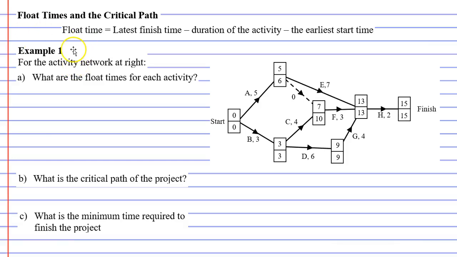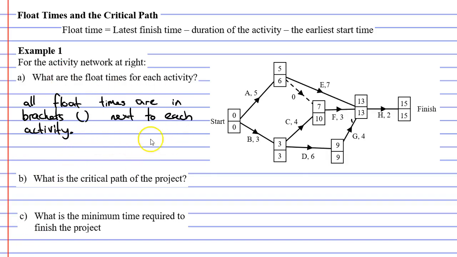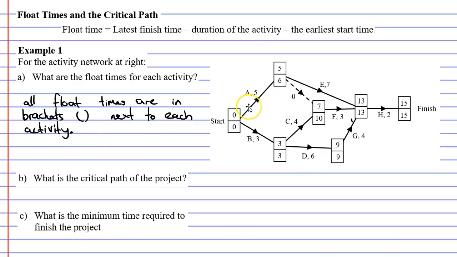In this video, we're going to complete example 1. For the activity network at right, what are the float times for each activity? So we need to calculate the float times for every activity that we can see here. Now, we don't have a lot of space here to write down our float times. So I'm going to write a little reference here saying that all float times are in brackets next to each activity. So we'll start with activity A.